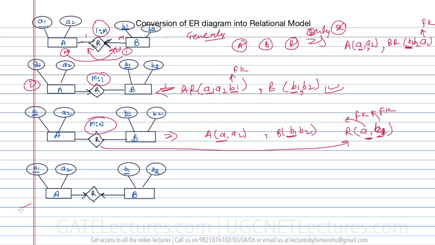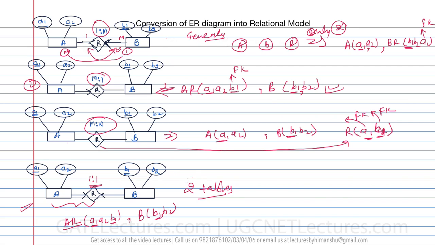Okay, now check out the next diagram. Here they are saying this has a one-to-one relationship in both directions. If you have a one-to-one relationship, then in this case we only require two tables. We don't require more than two tables, and for these two tables, either you can combine A with the relation R, so you make a table AR with attributes A1, A2 and B1, and the second will be the table B, with B1 and B2.